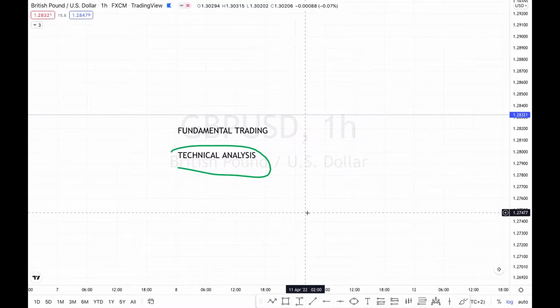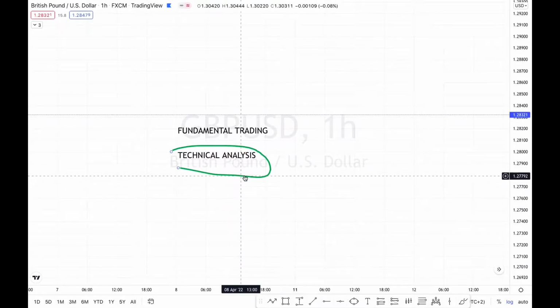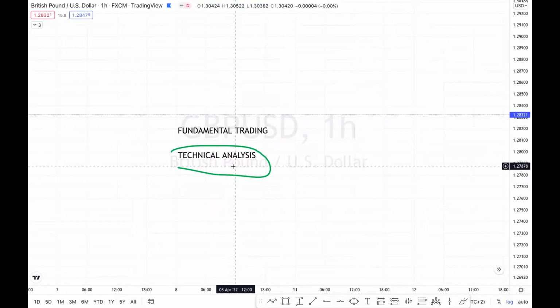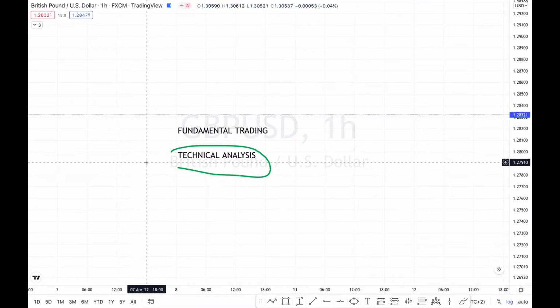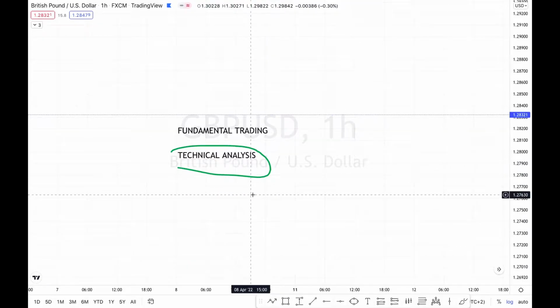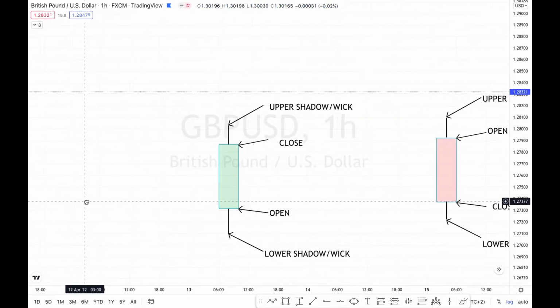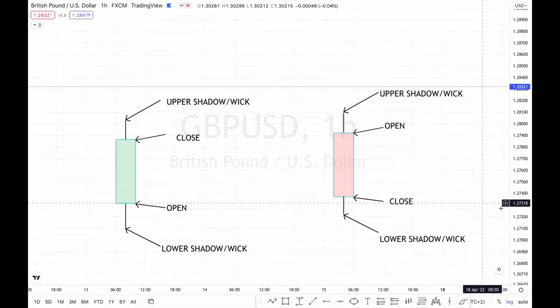Technical analysis is whereby you analyze the market and then act upon what you're seeing. And I would highly advise new traders to only be looking at technical analysis for now until they have more experience because this is more reliable. So let's get to our candles.